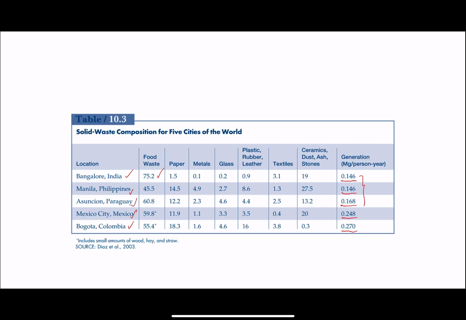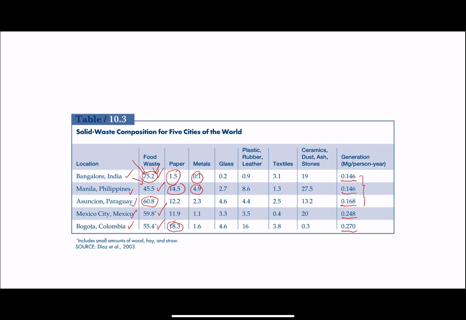Let's look at the properties. 75% of the solid waste in India is food, while 60% in Paraguay is food. You can see here 45 in the Philippines, 59.8 in Mexico, and 55.4 in Colombia. Let's look at the paper waste. The highest paper waste is in Colombia. Next is the Philippines. Of course, 1.5 is India. India is generating less paper waste. Let's look at the metals. 4.9 Philippines, and India is generating the lowest metals. India is generating a lot of food waste.